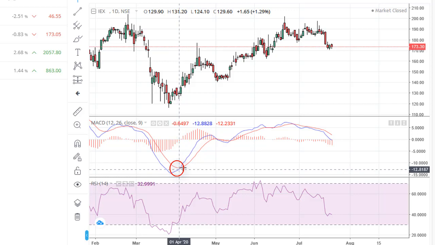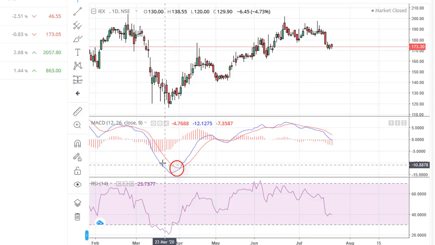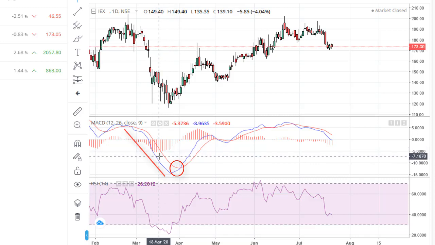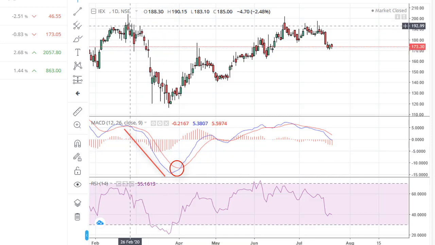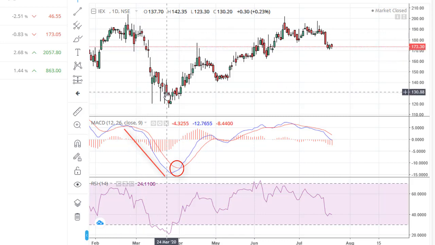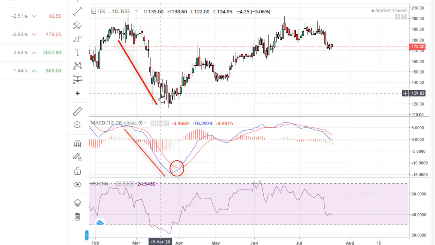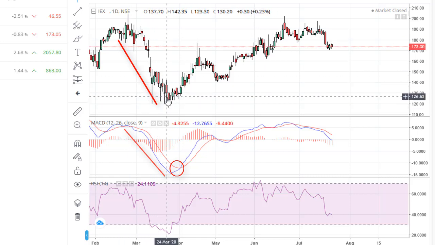When the two lines cross each other below the 0, you can also notice the MACD line is at a massive low. It's lower than the histogram, which indicates the price is already dropping enough. You can also visualize the trend: it's a very strong bearish trend here. There's a lot of price drop here, so this is where we are looking for an opportunity to enter a trade.